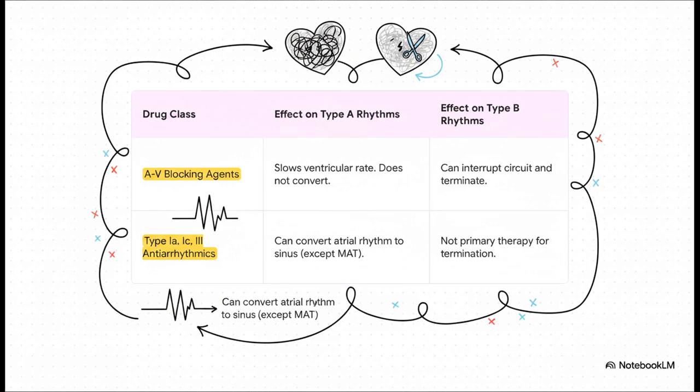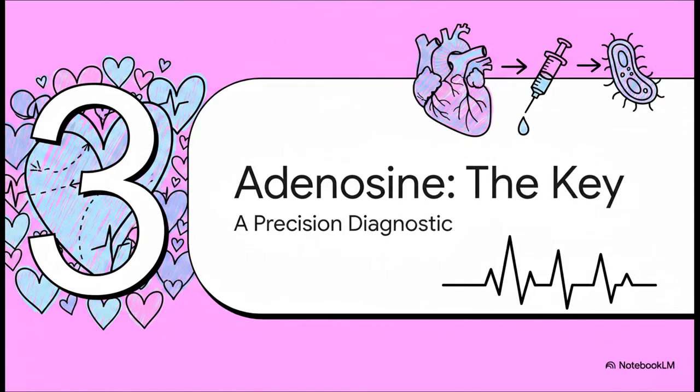Now, to convert the actual atrial rhythm in a type A case, you have to turn to completely different drugs, like the antiarrhythmics procainamide or amiodarone. So, understanding the mechanism is absolutely crucial. And this brings us to our most powerful tool for making this distinction right at the bedside, adenosine. And I want you to think of it as not just a therapy, it is a precision diagnostic agent.